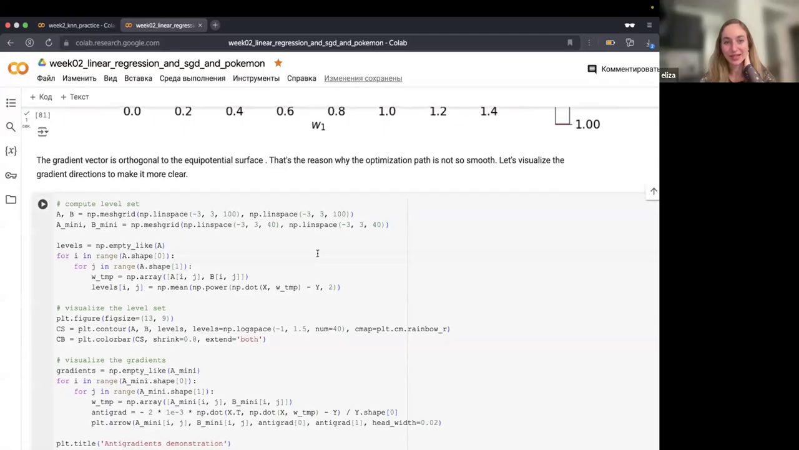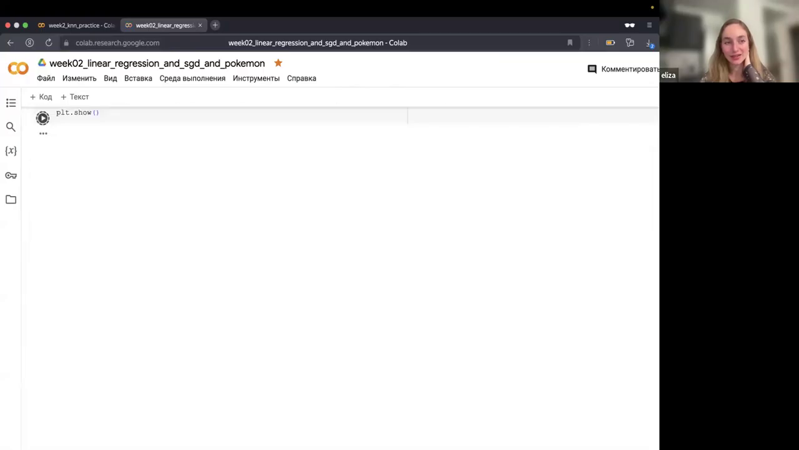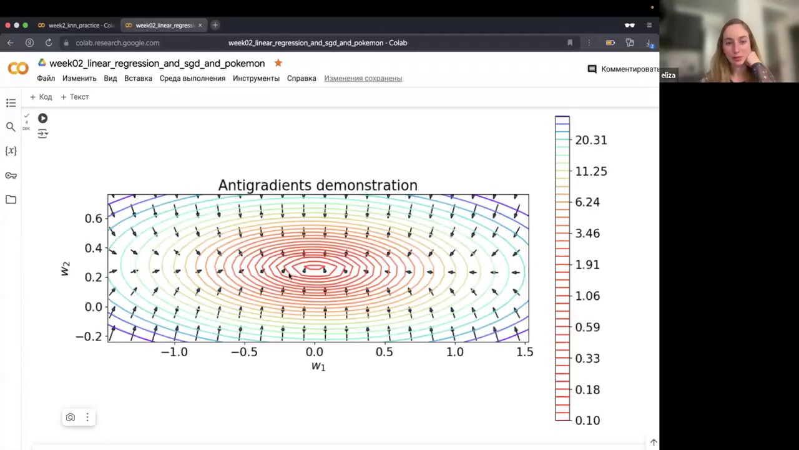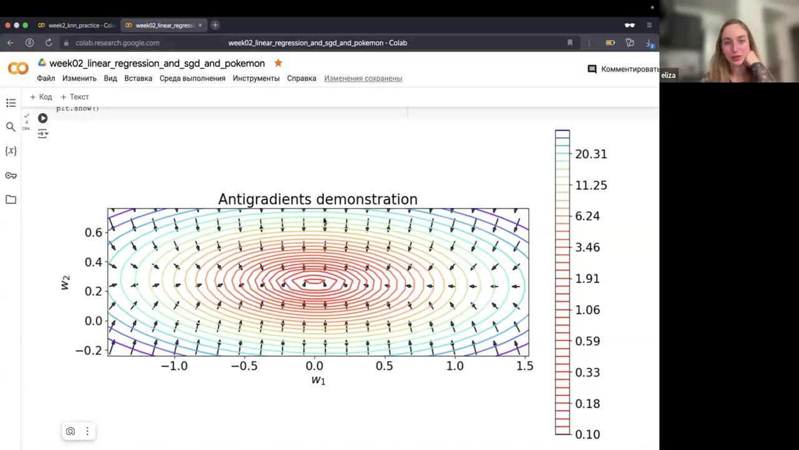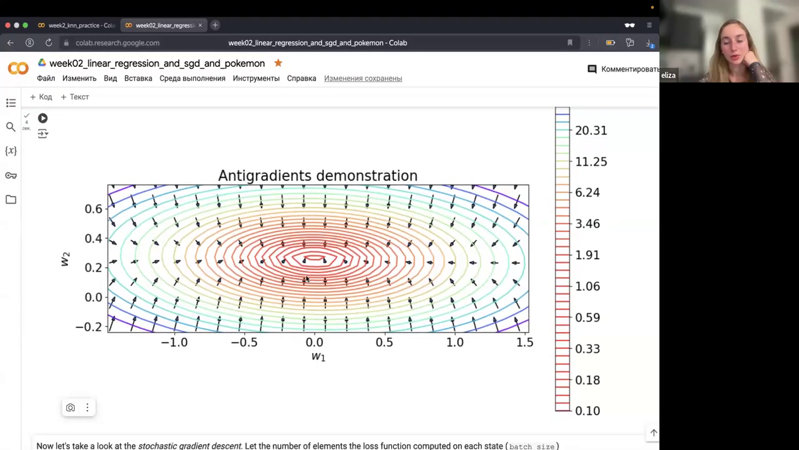Okay, let's show some other interpretation, an anti-gradient demonstration. When we speak about gradient vectors, the anti-gradient is the gradient with a minus in the expression. And you have a vector space, and you have the direction of changes of your function in this space.